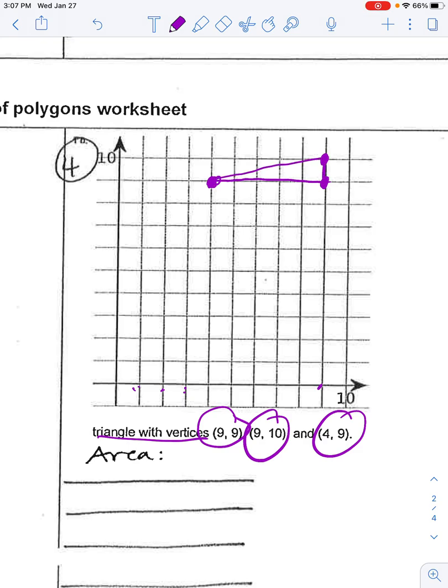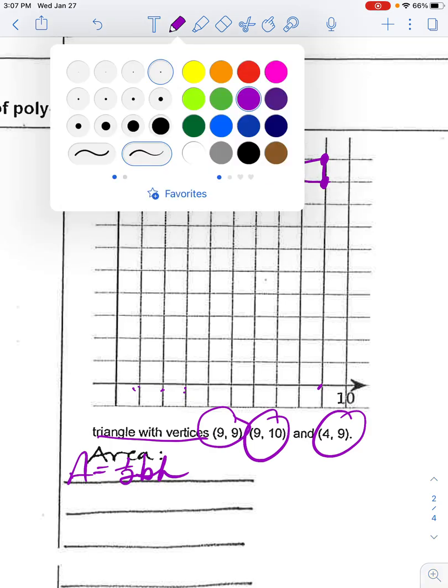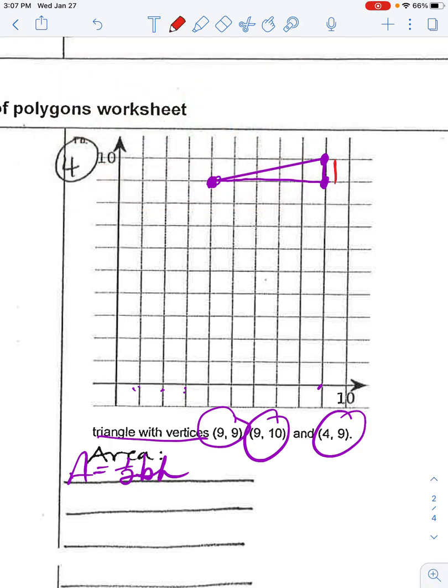Okay. Triangle. 1/2 base times height. The base is 1. The height, 1, 2, 3, 4, 5. One times 5 is 5.